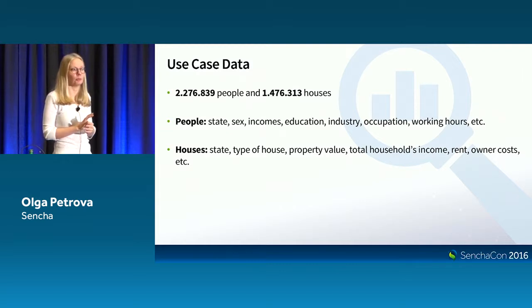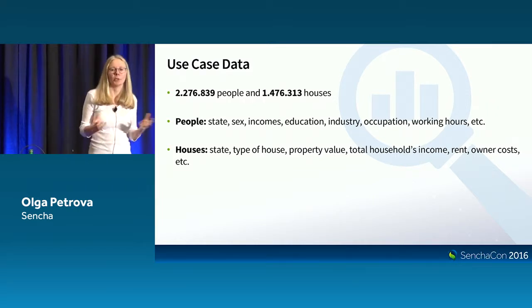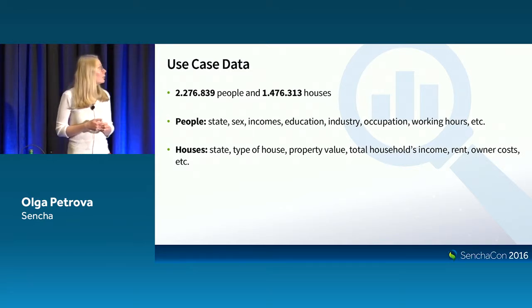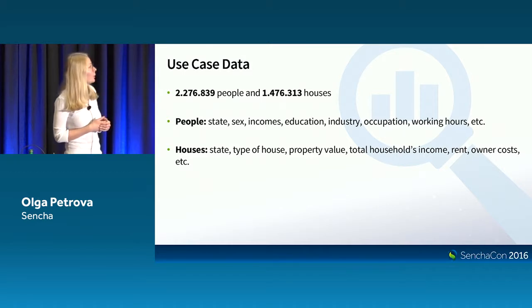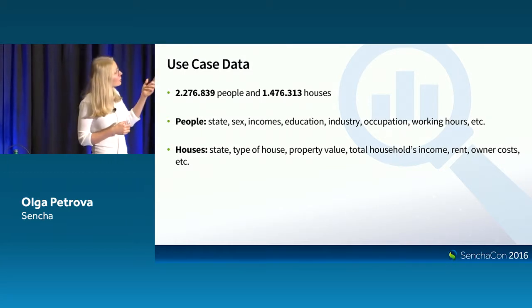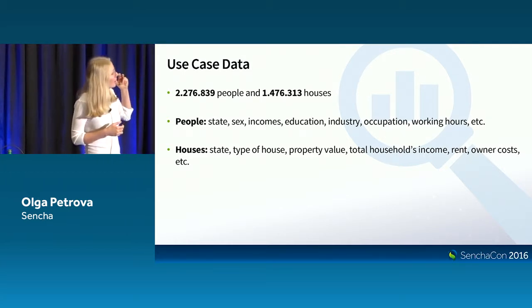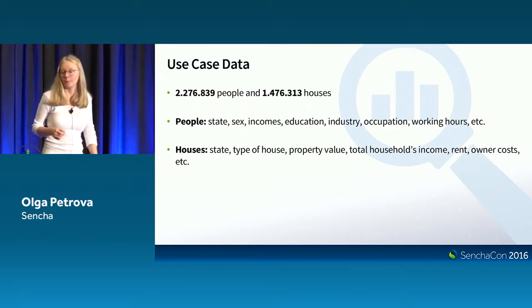There is no real name or address, only state. Data about people include sex, income, education, industry, occupation. Data about houses include type of house, if it's an apartment or standalone house, total household income, rent, house owner cost, and property value. So industry, occupation, income, and rent are the most important data for my use case.